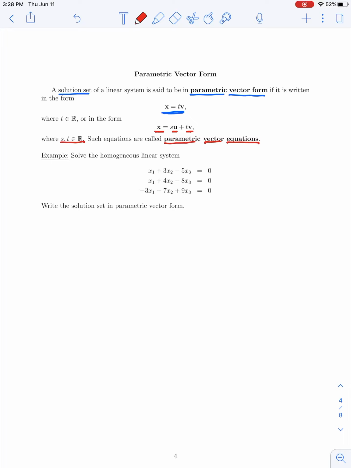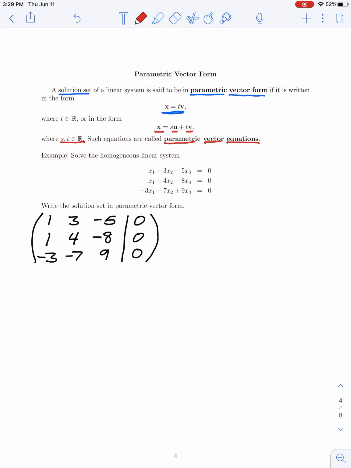So let's look at some other examples now that we have this terminology, very similar to what we've been working with, just using our new terminology. In this next problem, we are asked to solve the homogeneous linear system given here, and then write our solution set in parametric vector form. Just like our previous examples, let's start by considering the augmented matrix for this system. Here we have 1, 3, -5, 0, 1, 4, -8, 0, and -3, -7, 9, 0.